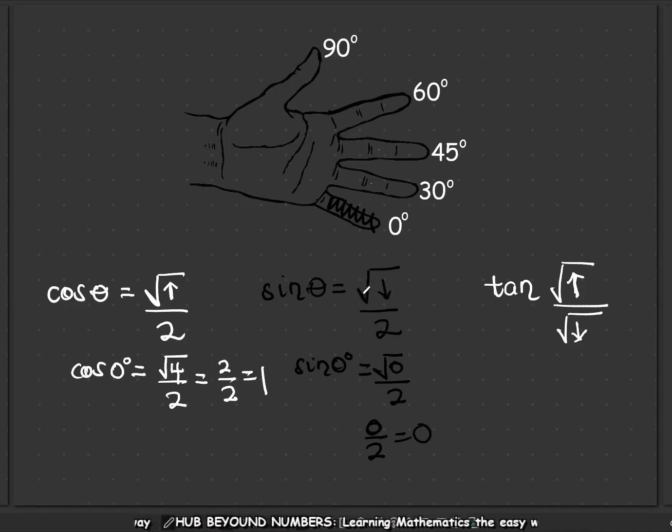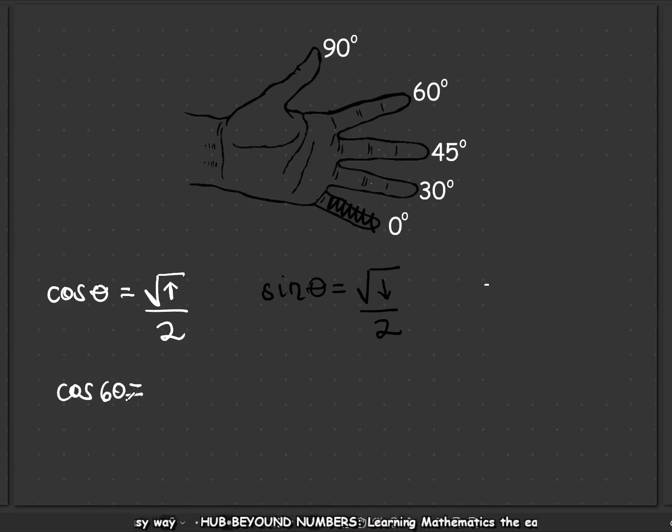Let's do one last example, then I'll take you through that of the tangent. So trying with the cos of 60 degrees, right? For 60, the finger we are going to look at is this one over here. You see? And then we say, how many fingers are above it? Just 1. So we have the square root of 1 all over 2. And we know the square root of 1 is what? Is 1. So 1 over 2. Hence cos 60 degrees is what? 1 over 2.